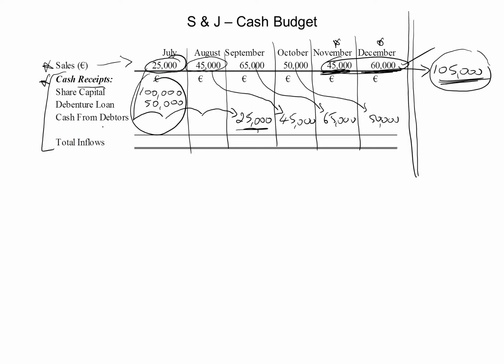So we can see here, the total cash coming in the month of July is the 150,000. Total cash coming in August is nil. Total cash for September, 25,000. For October, 45,000. For November, 65,000. And for December, 50,000. Okay, that ends the first part of the cash budget, the cash receipts. So what I'm going to do, I'm just going to tidy this up a little bit.